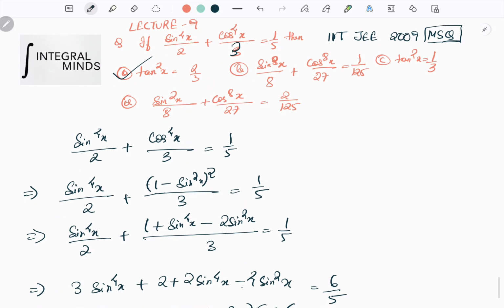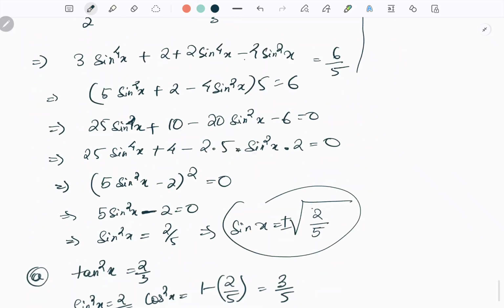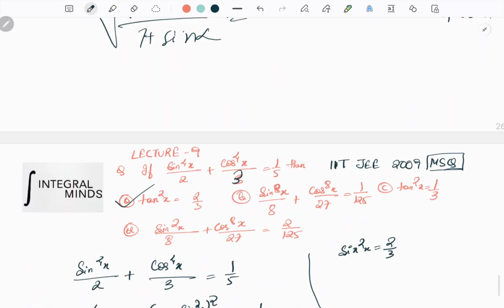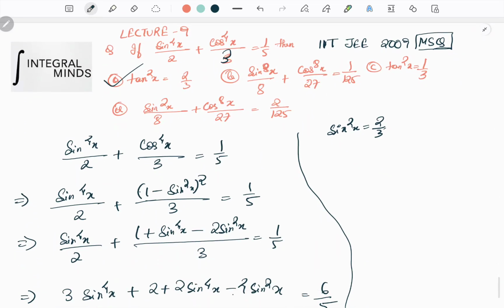Now let us see the second option. Well, let us just wait here. We know that sin^2 x is 2 by 5, and cos^2 x is 3 by 5, right?